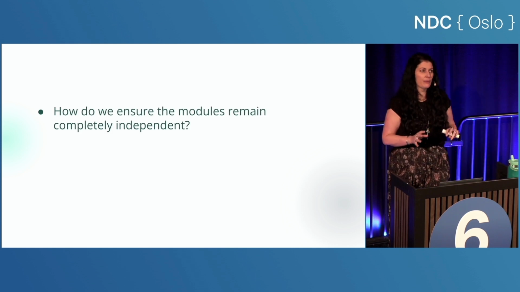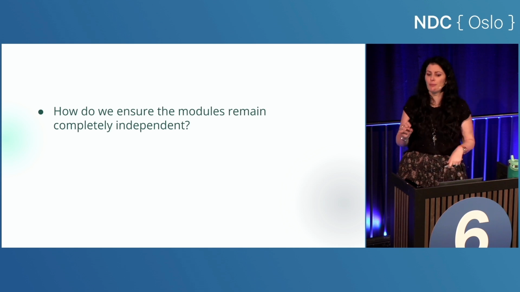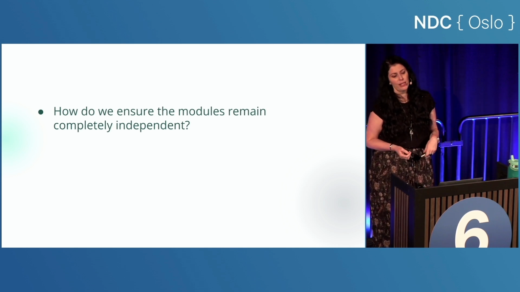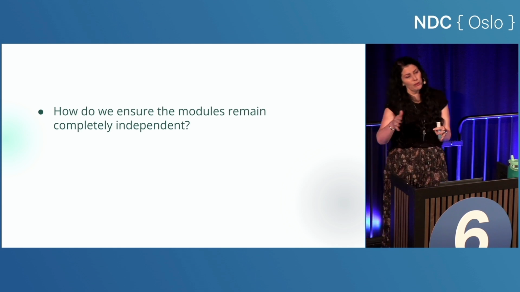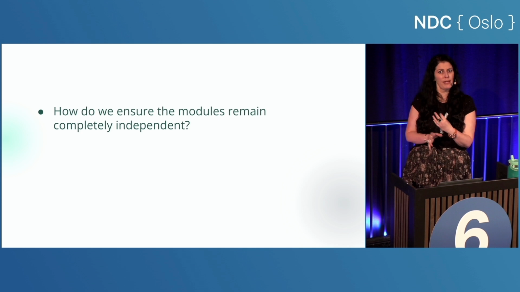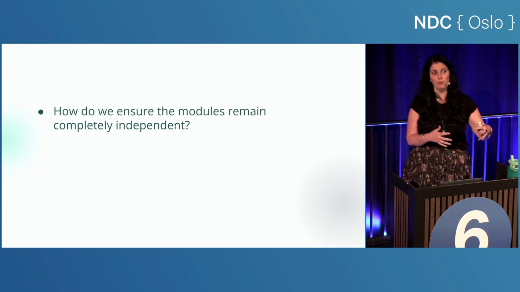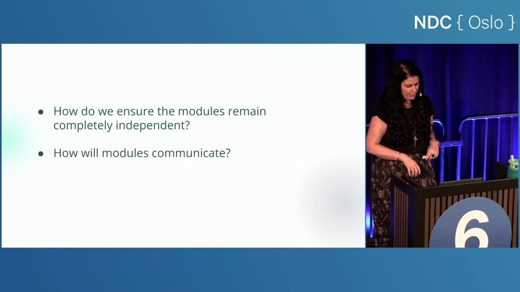We have some things that we have to think about first. How do we ensure the modules remain completely independent? This is really key, because if they are not independent, we can't carve them off and deploy them independently, because we've got some coupling somewhere. We've made a big boo-boo. So how do we ensure they remain completely independent?